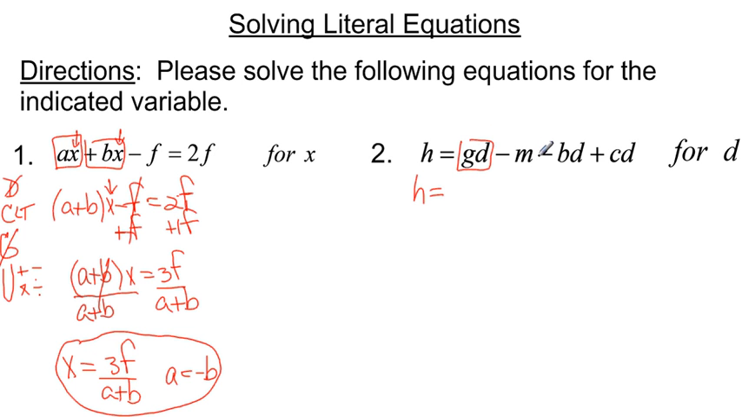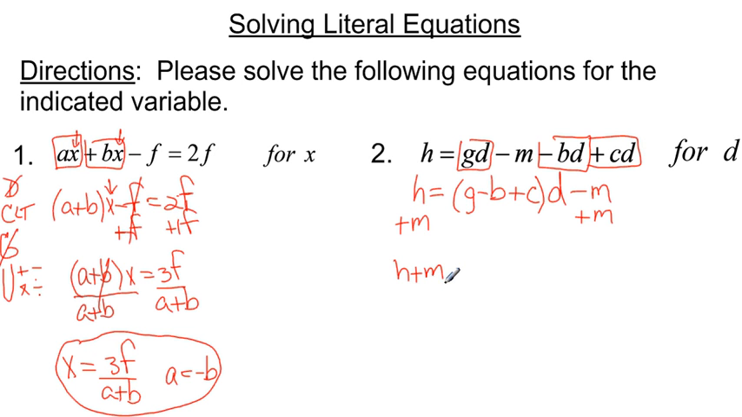I'm going to get gd minus bd plus cd, which is going to give me the quantity of g minus b plus c times d. I'm going to pull down the m that's in subtraction that has not been affected by that collection. So h plus m, by adding m to both sides to undo my addition and subtraction, is equal to the quantity g minus b plus c times d.